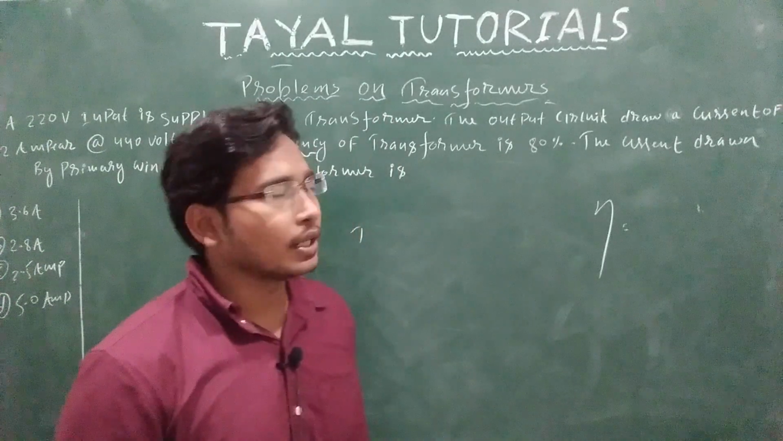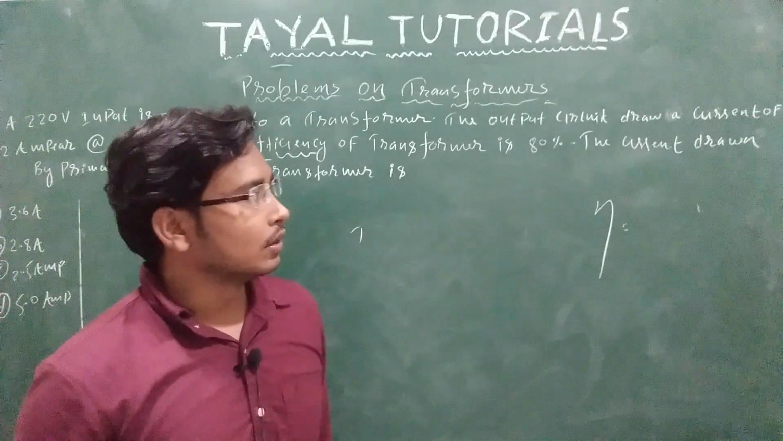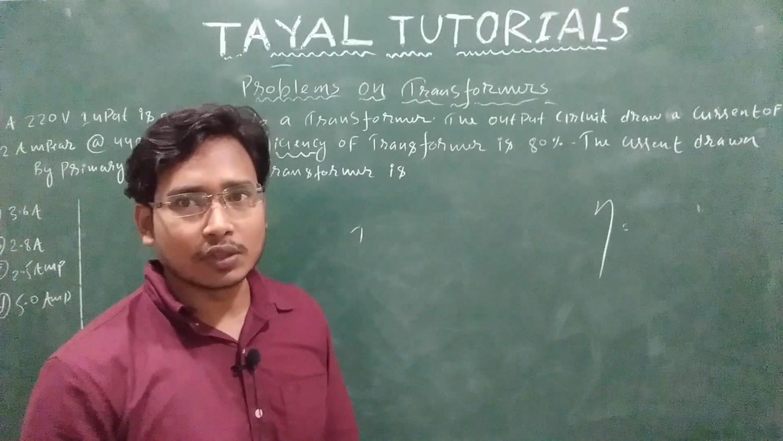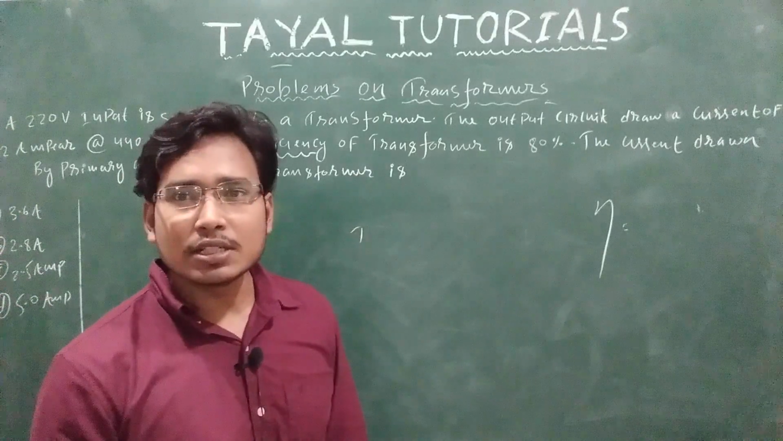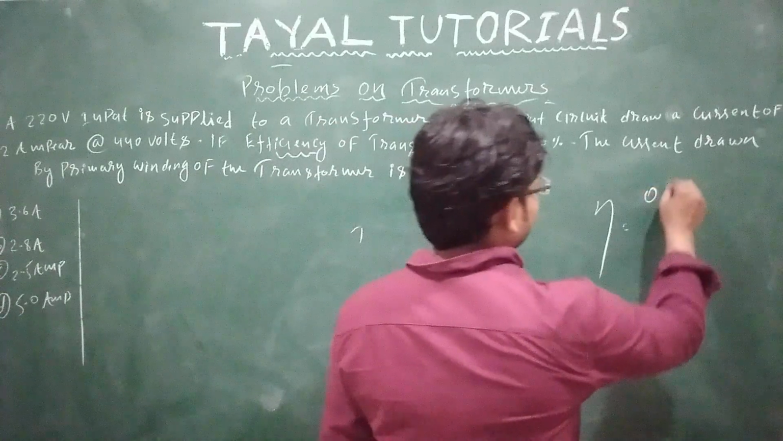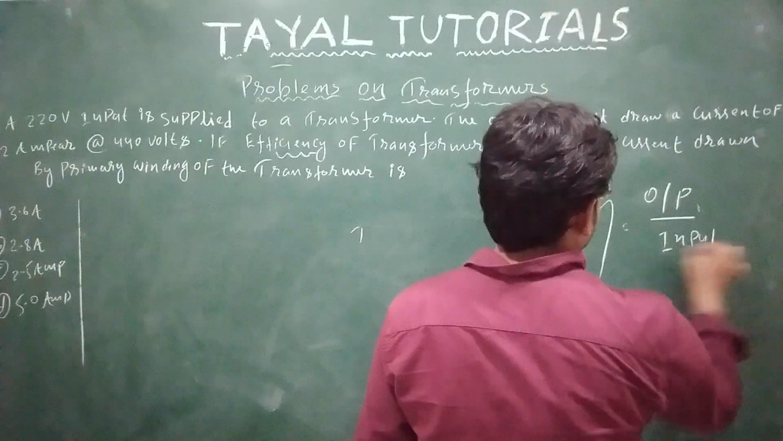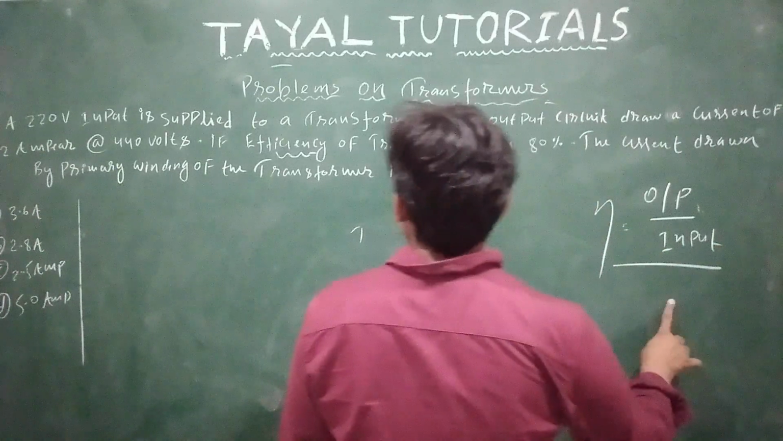But one term is there, your efficiency. So I would like to give some idea and some formula regarding efficiency, so that we can solve this problem, because the efficiency is mentioned as 80%. So see, efficiency is equal to output by input. This is the formula we have to use.